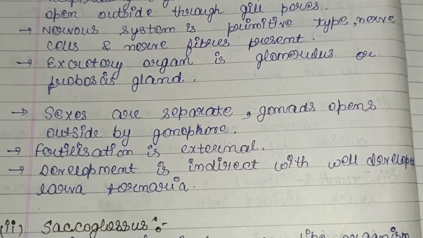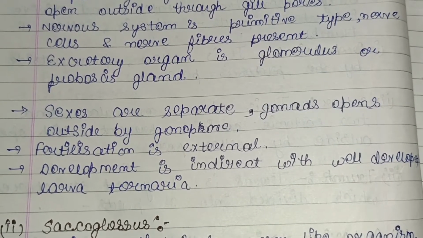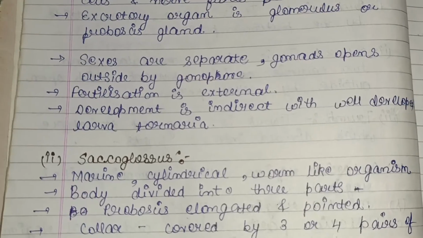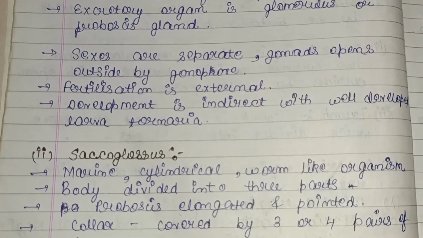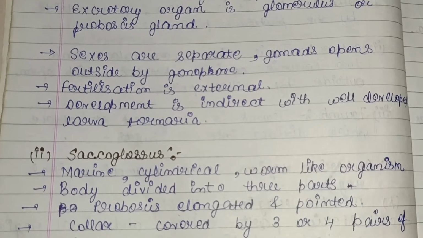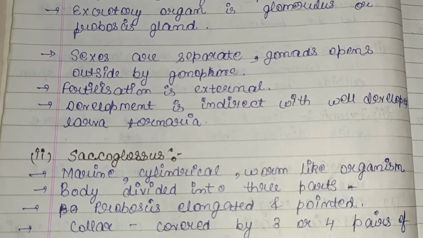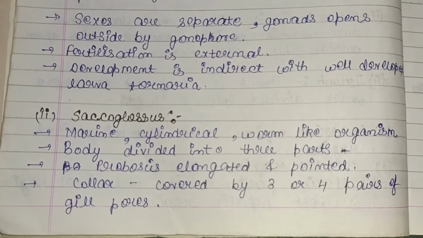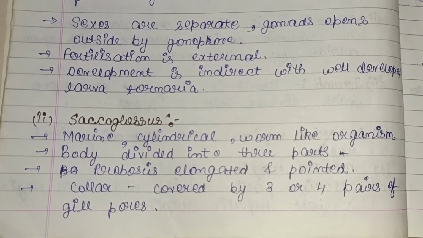Here sexes are separate. Gonads open outside by a gonophore, a duct. So here fertilization is external, development is indirect with a well-developed larva, that is Tornaria. Then Saccoglossus. So it is a marine, cylindrical, worm-like organism.